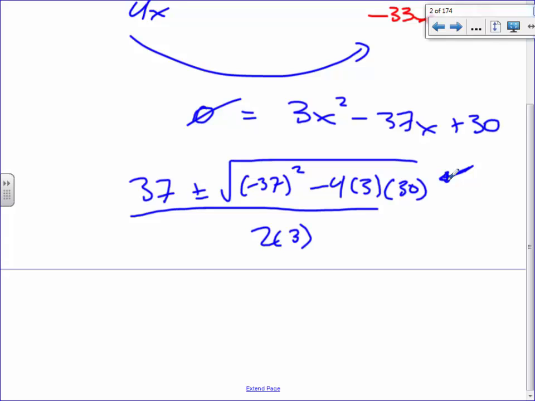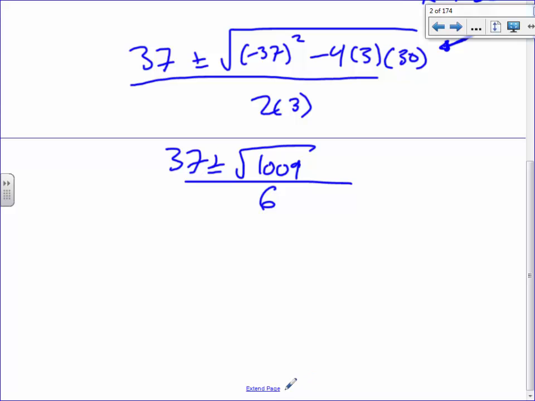So usually what I do is I work on the stuff under the square root sign. It has a name, it's called a discriminant. So negative 37 squared minus 4 times 3 times 30 gives me 1009. Do that as well. So just the discriminant part I have as being 1009. Well, those are answers. I know it looks strange, but there are 2 answers hidden in there.